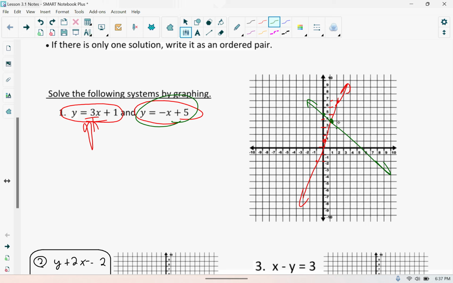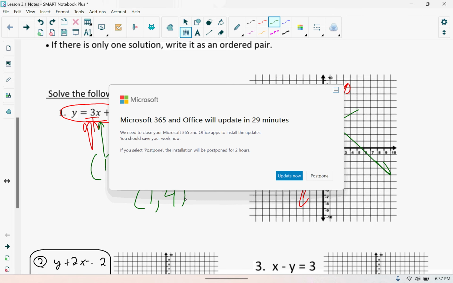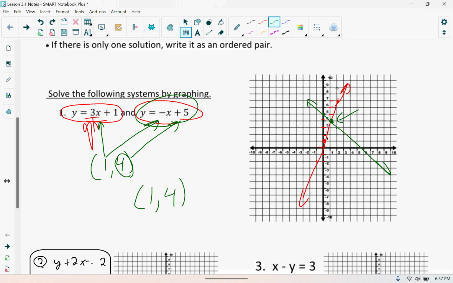Okay, your solution is this point right here. So it is going to be at 1, let's see, 1, 2, 3, 4. And let's see if this makes sense. So if I plug in 1 here, 3 times 1 plus 1 is 4. I like it. Okay, let's go over here. -1 plus 5 is 4. Yep, I love it. Okay, so my solution, both algebraically and graphing, is 1, 4.